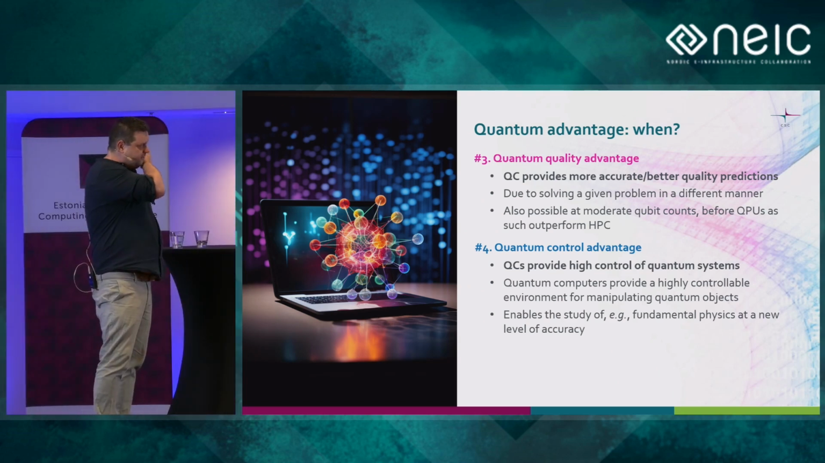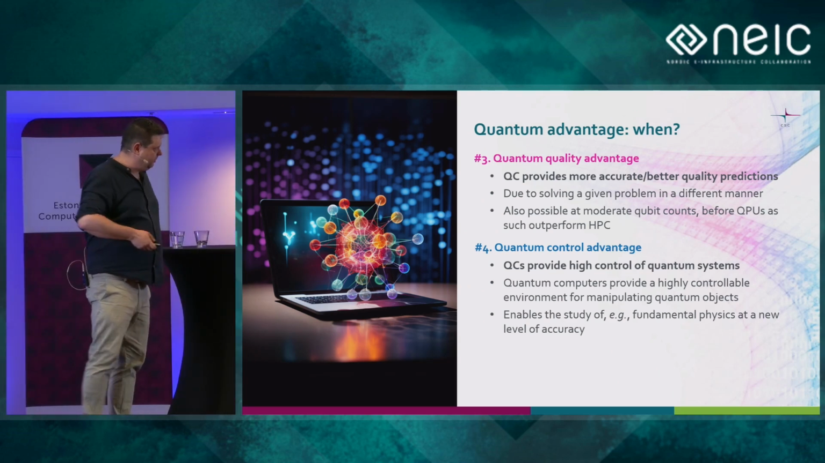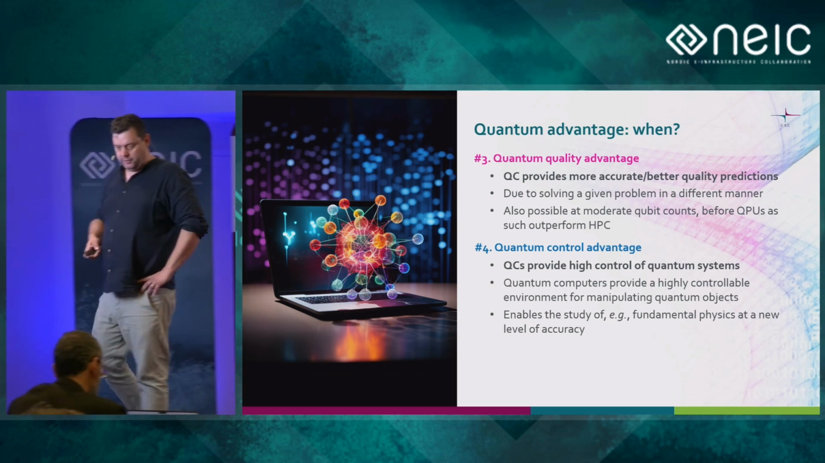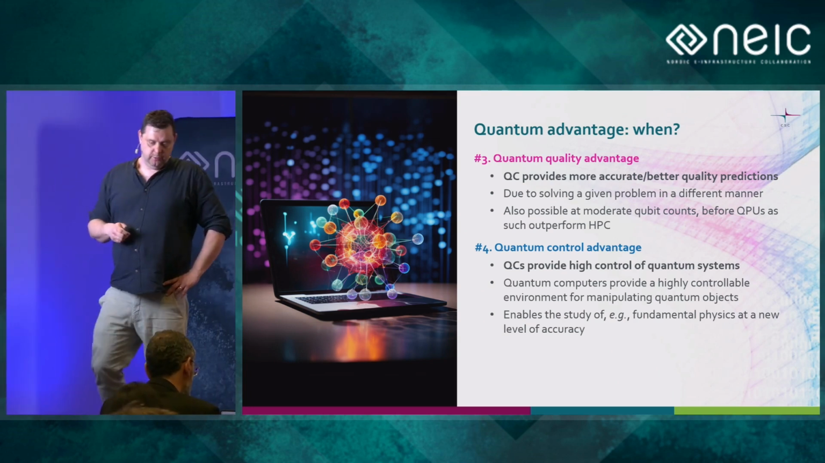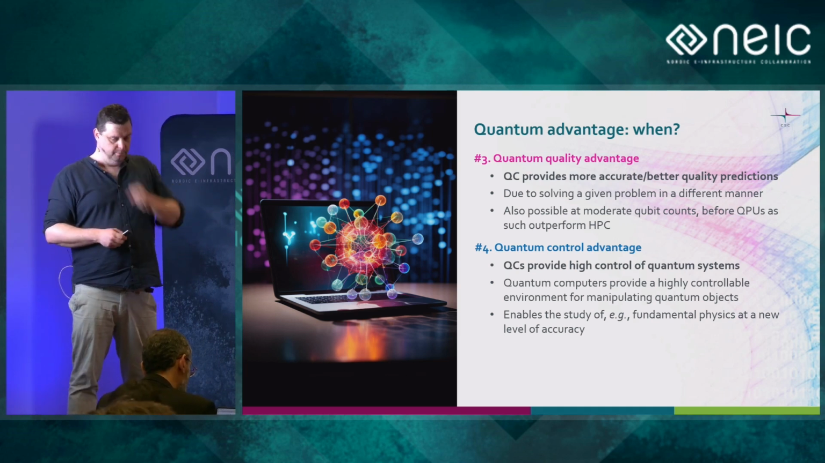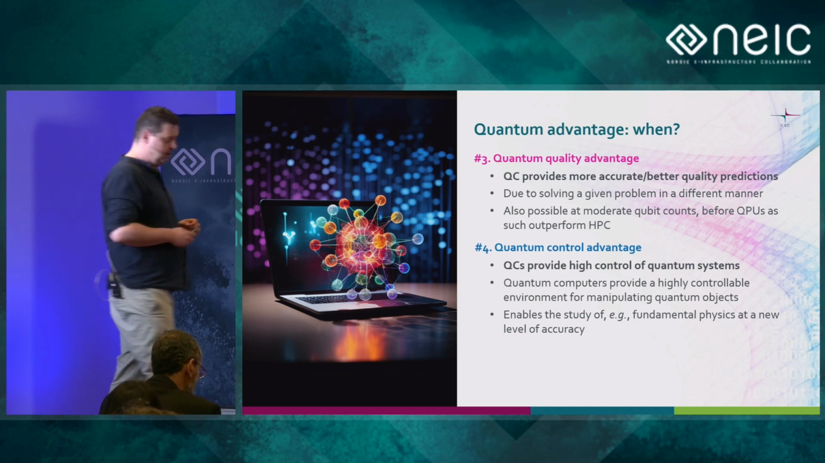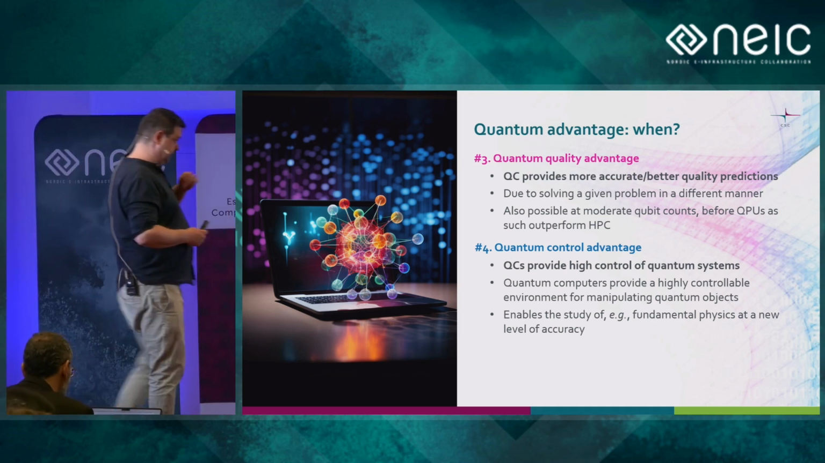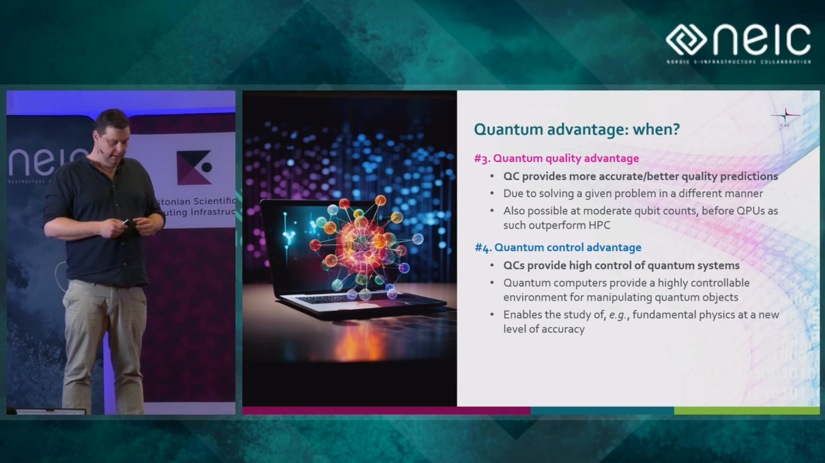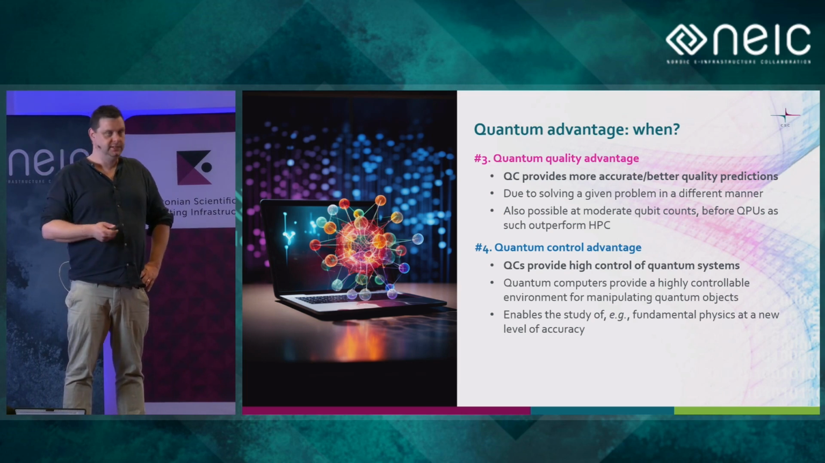Then the other one I put here, quantum quality advantage, which is a bit more difficult to define maybe, but that would mean that quantum computers provide somehow more accurate or better quality predictions for some problem. And this comes from the fact that when you actually want to use a quantum computer to solve a problem, you have to solve it in a completely different way than you would do with a classical computer.